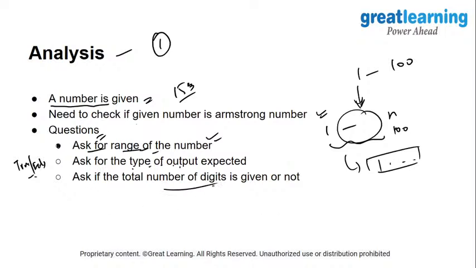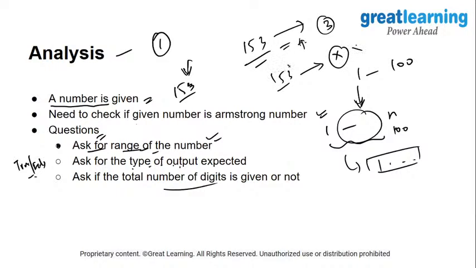And the total number of digits is given or not, right? There can be a scenario where 153 is given to you and it is stated that there are 3 digits, now calculate the Armstrong number. There will be some cases wherein you will not be given the number of digits, and you have to calculate the number of digits one by one. So these can be the questions that can be asked.